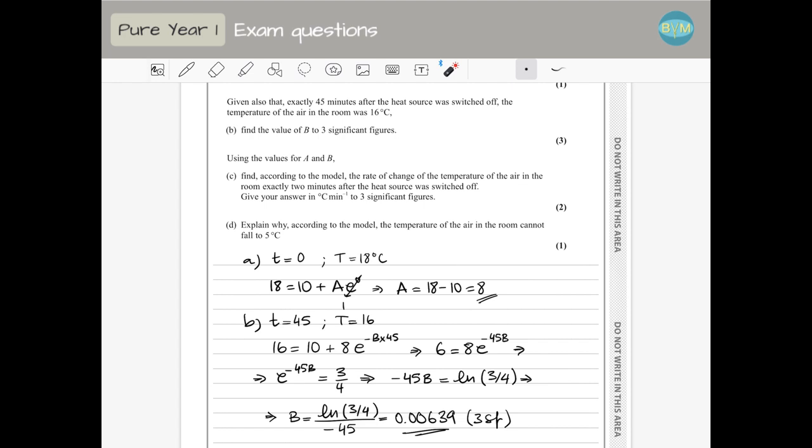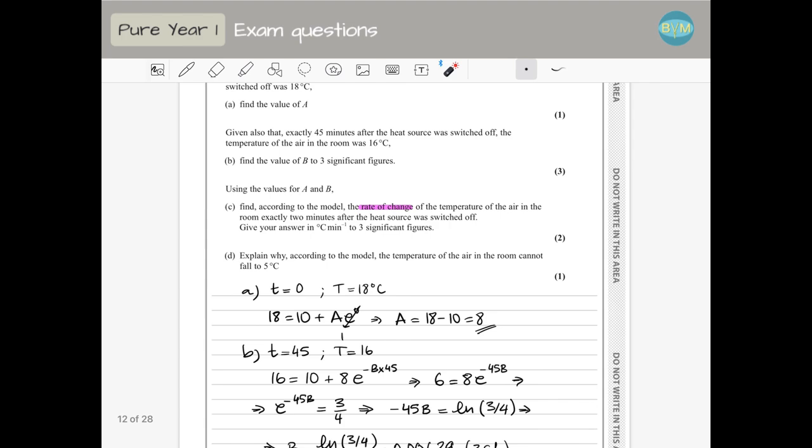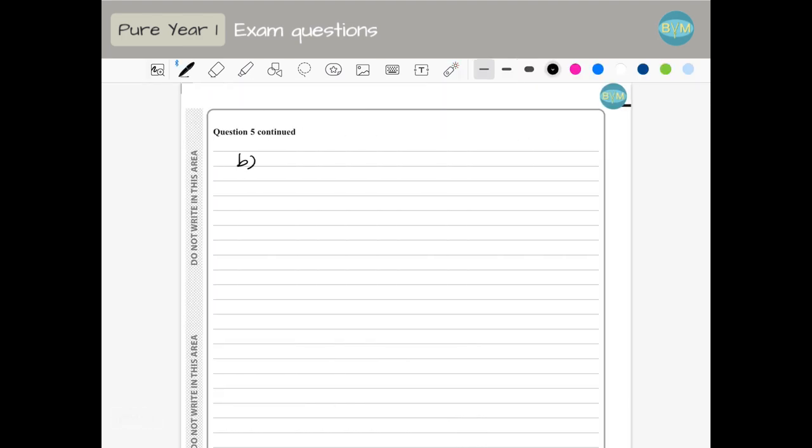Then, using the values of A and B, we have to find, according to the model, the rate of change of the temperature in the room exactly 2 minutes after the heating was turned off, in Celsius per minute to 3 significant figures. Please be careful with these questions, because it's very tempting to just find the temperature. That's not what they are asking. When they say the rate of change, and sometimes in the questions it is even in bold, they are not asking you for the temperature, they are asking you for the derivative. So the rate of change is the derivative. What we are going to do is find the derivative and then find the value when t is 2 minutes.